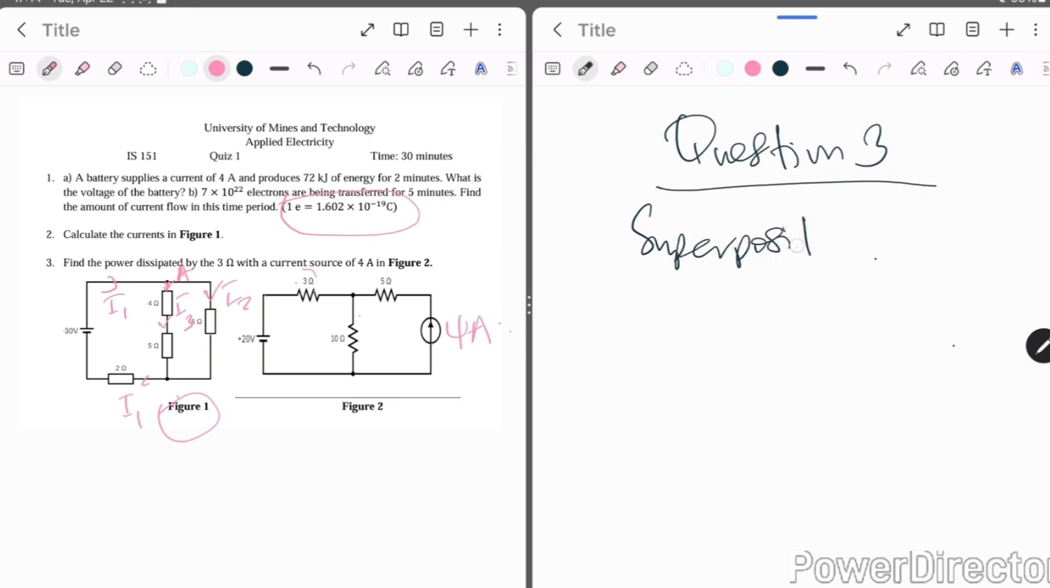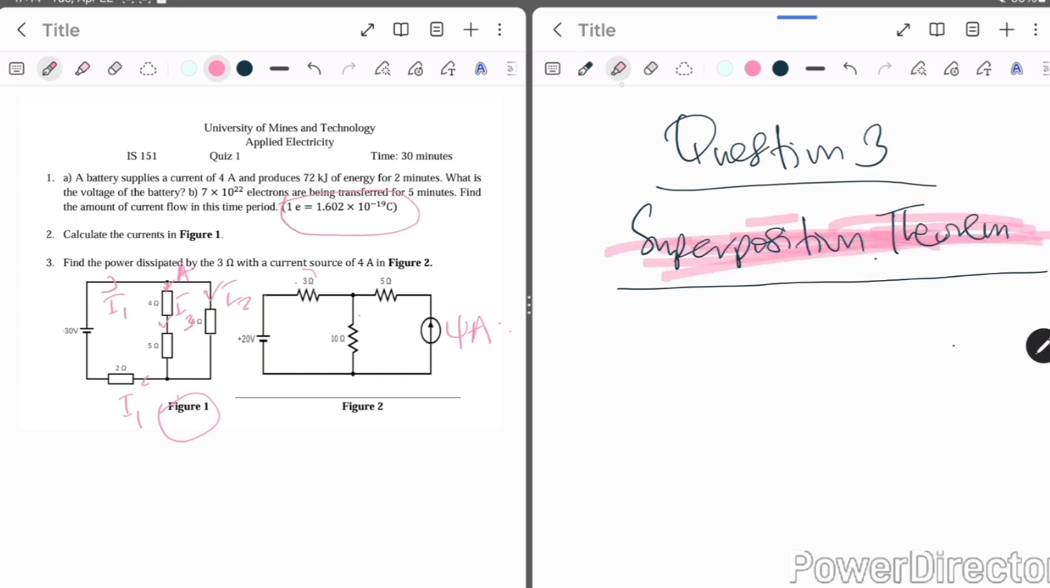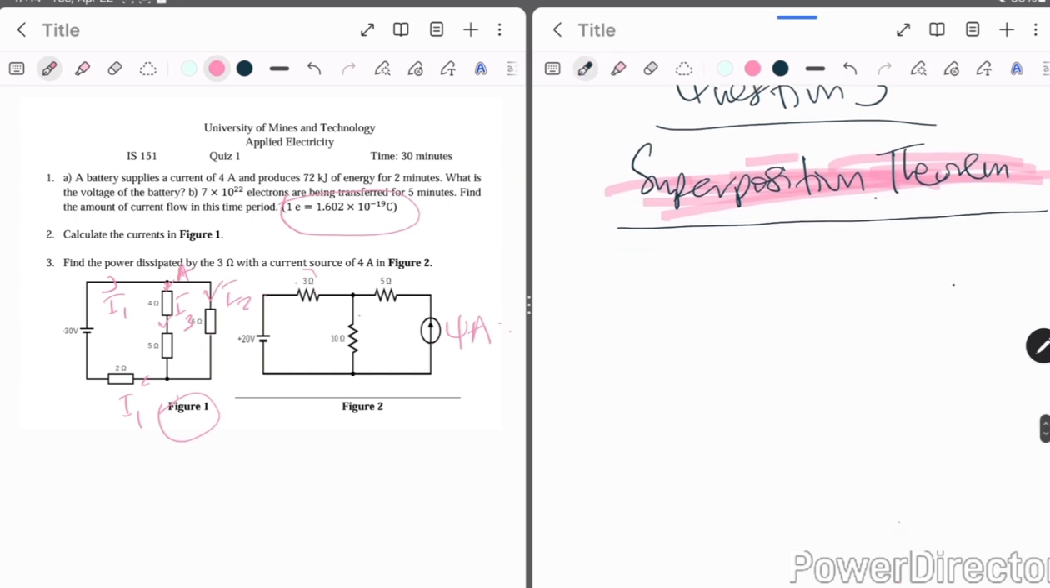We're using the superposition theorem to solve this. Now, we have to find the power. So the power dissipated by the 3 ohms resistor will be equal to the current that is passing through the 3 ohms resistor squared times its resistance, which is 3 ohms. So to solve this, I have to first calculate the current.